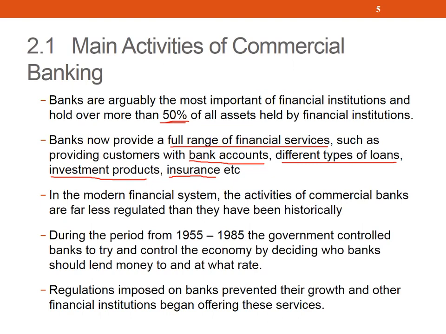The activities of commercial banks today are far less regulated than what they were during the period of the 1950s to the 1980s. Now, during that period, the government tried to control the economy by controlling banks, and the way that they controlled banks was by deciding who banks should lend money to and at what rate. These regulations prevented banks from growing, and other financial institutions such as finance companies or building societies, for example, began offering these services and started to grow at the expense of banks.